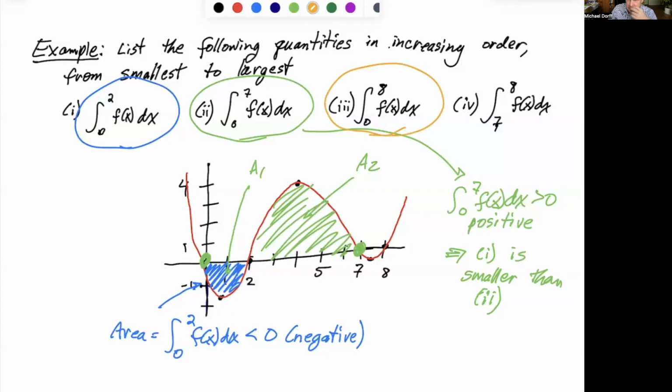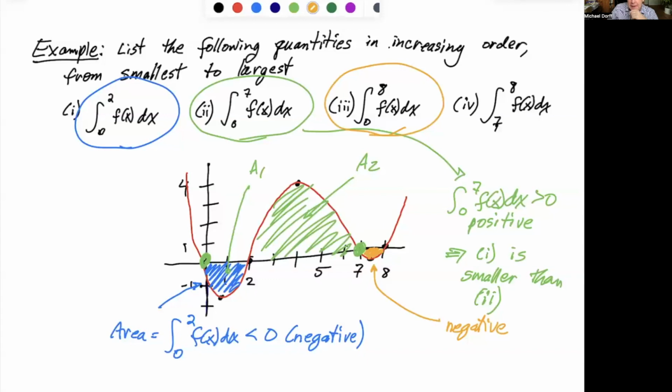All right, let's look at number 3. The integral from 0 to 8. So it's got the blue area, the green area, and then it's got this small orange area in there. Well, that orange area is below the x-axis, and so this is negative. So that tells me that number 3 is going to be less than number 2, because number 3 is the same as number 2, plus I have that little negative area there in the orange or yellow color. So it's got to be a little bit less than the integral from 0 to 7, because we have the same values from the integral from 0 to 7, and then we're subtracting a little bit of that gold area.